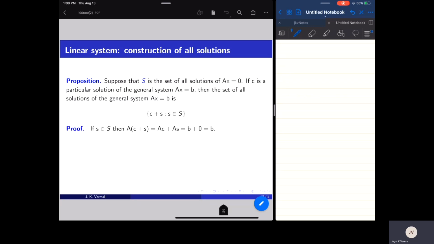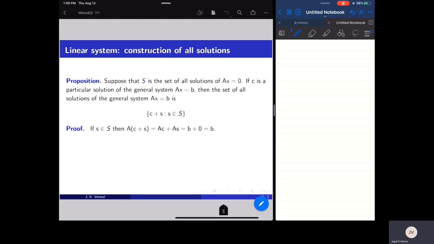Let us prove this fact. Let us pick an element c plus s, where s is a solution of Ax = 0 and c is a solution of Ax = b. Then A times (c plus s) is Ac plus As. Ac is equal to b because c is a solution of Ax = b, and As equals 0 because s is a solution of Ax = 0. Therefore, A times (c plus s) is b, and that shows that c plus s is a solution of Ax = b.